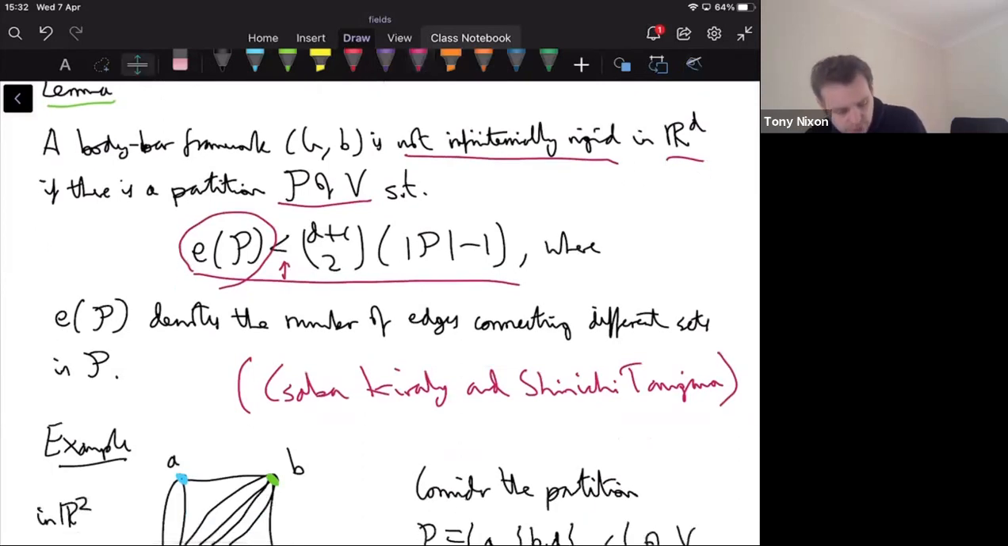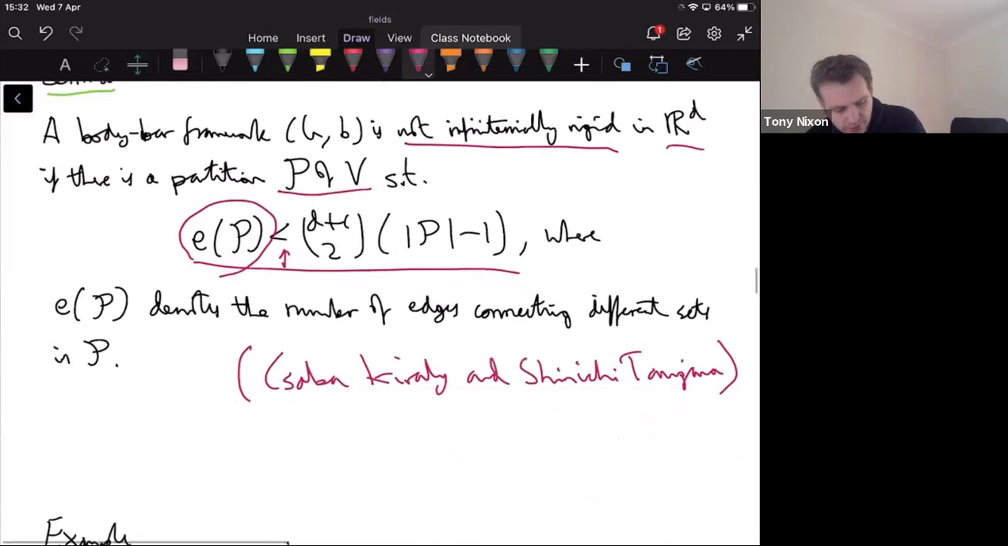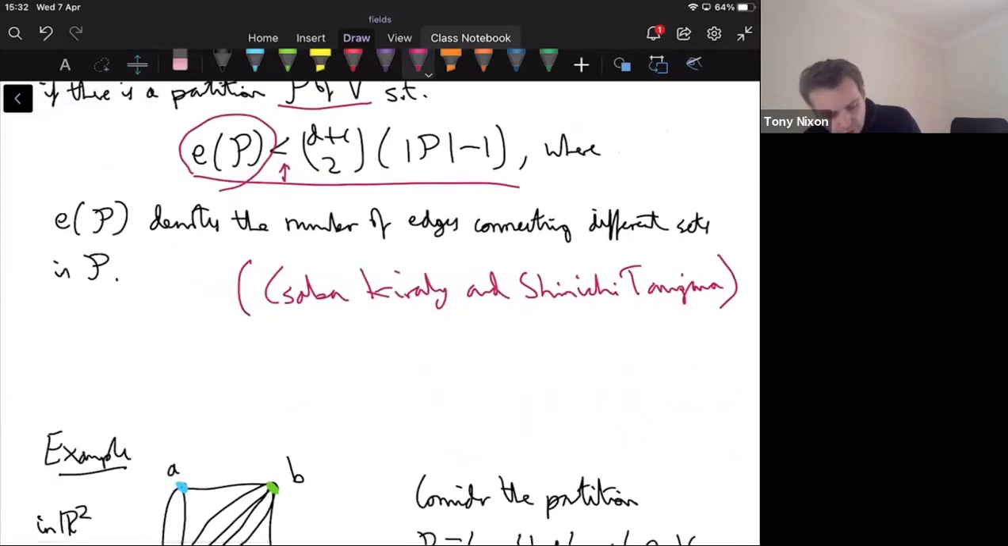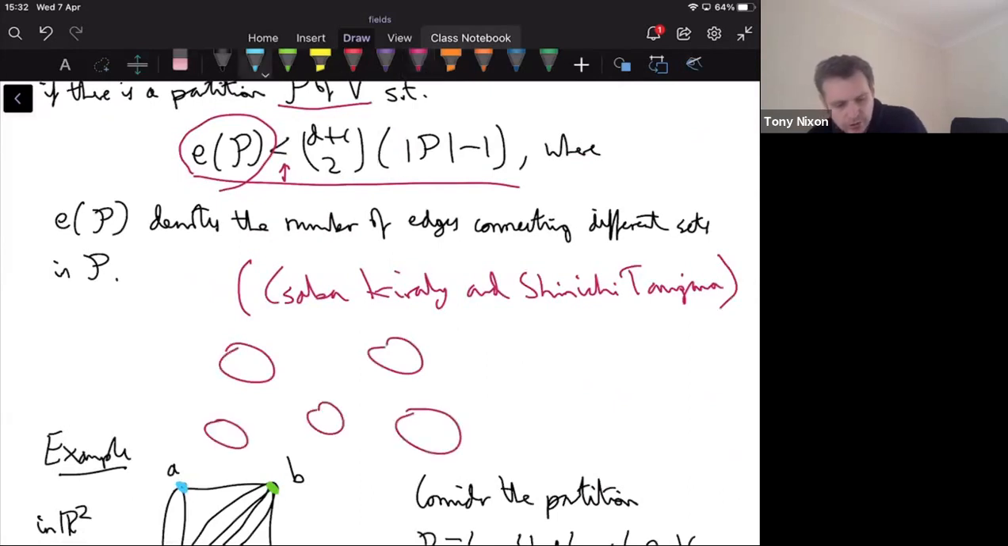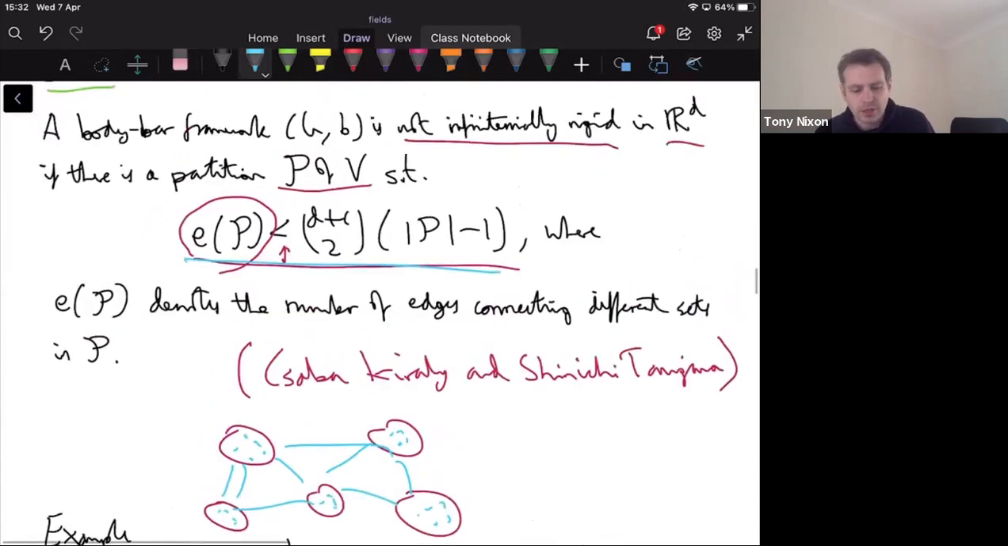So maybe I just want to draw, I don't know how valuable it'll be, one blob first. So you imagine your partition of your graph is into all these blobs, and then your condition is counting the number of edges between the blobs. There may be many vertices in the different parts, or it may be the trivial partition where each element of the partition is a single vertex. But if you can do it for any partition and get this inequality, then you're not infinitesimally rigid.